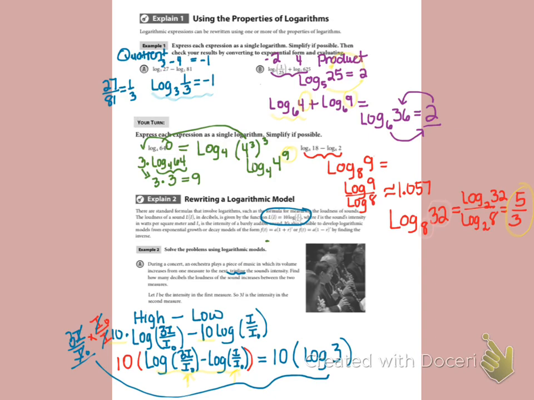Now I can just go straight to my calculator and type that in, and 10 times the log of 3 is about 4.77, and that's decibels. So that means that the higher measure was 4.77 decibels higher than the lower measure. So that's an example of how we can use a quotient property to solve an equation involving logarithms. Let's go ahead and turn the page, and now we're going to take a look at using the power property.